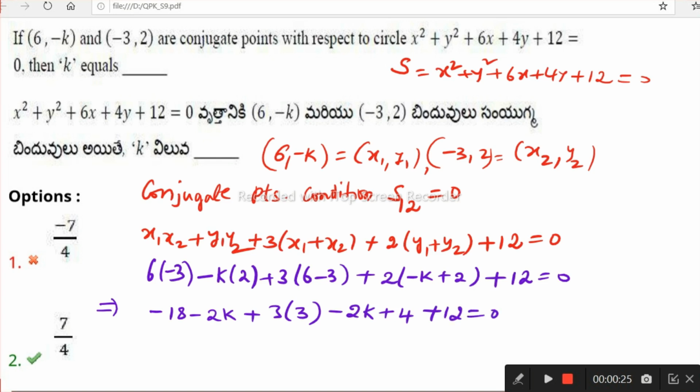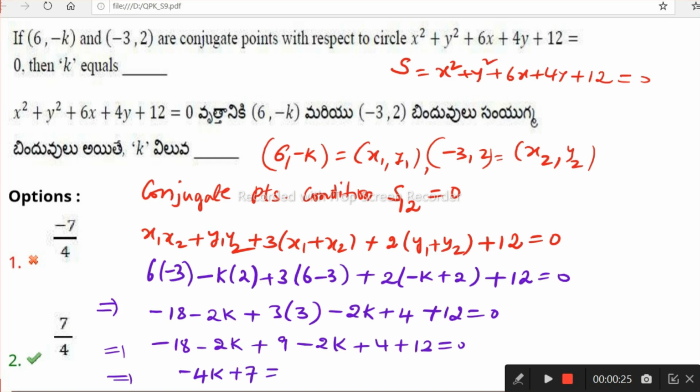So next, minus 18 minus 2k plus 3 into 3 is 9, minus 2k plus 4 plus 12 is equal to 0, right. So next we can concentrate on the k terms. Minus 2k, minus 2k, that is minus 4k. Now the constants: minus 18 plus 9 minus 9 plus 16, that is plus 7. So minus 4k plus 7 is equal to 0. From this, 4k is equal to 7, then k is equal to 7 by 4.